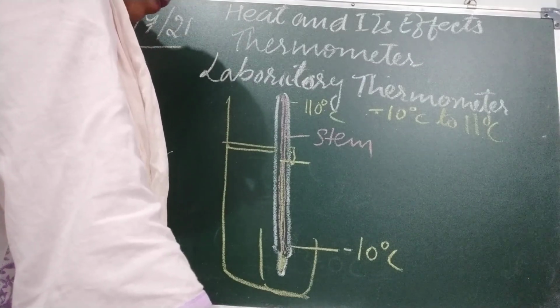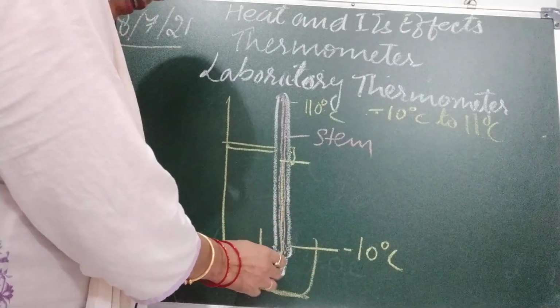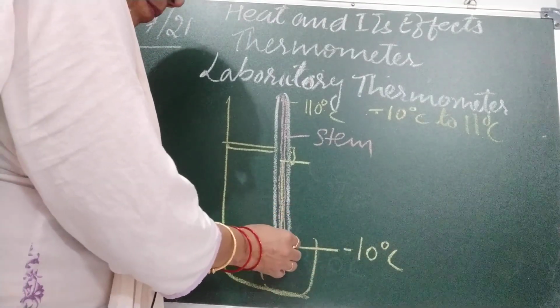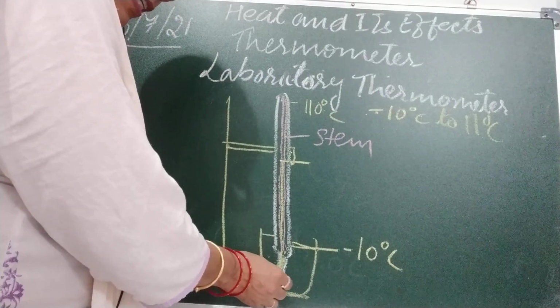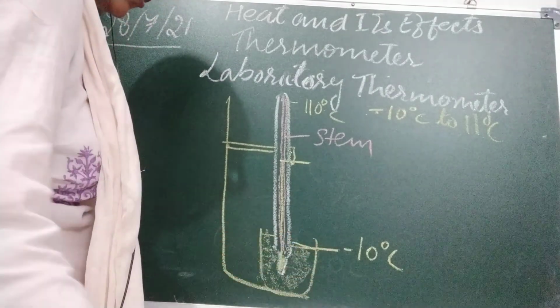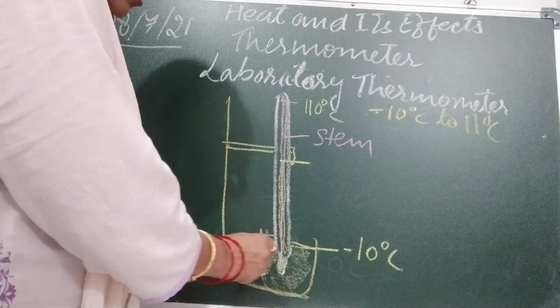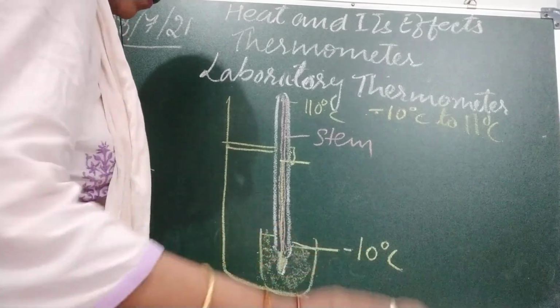The bulb should be completely surrounded by the substance. Like I am taking the temperature of this liquid, so the bulb should be completely immersed in the liquid of which we are taking the temperature. And it should not touch the glass sides.